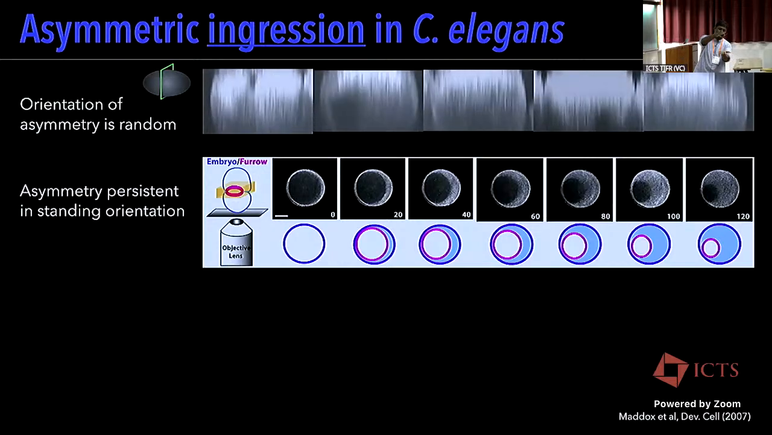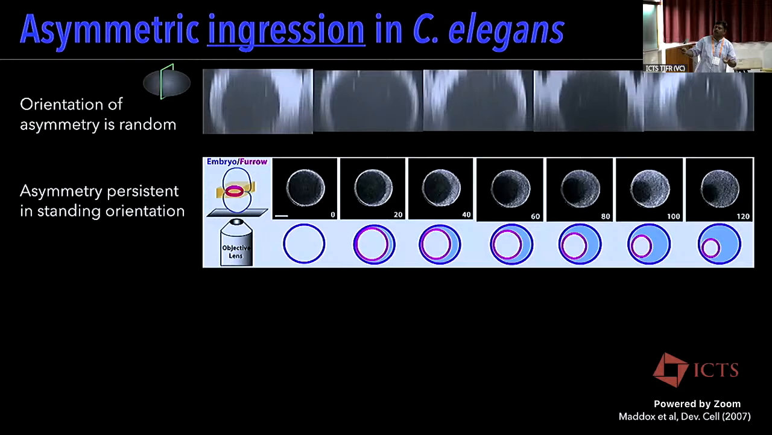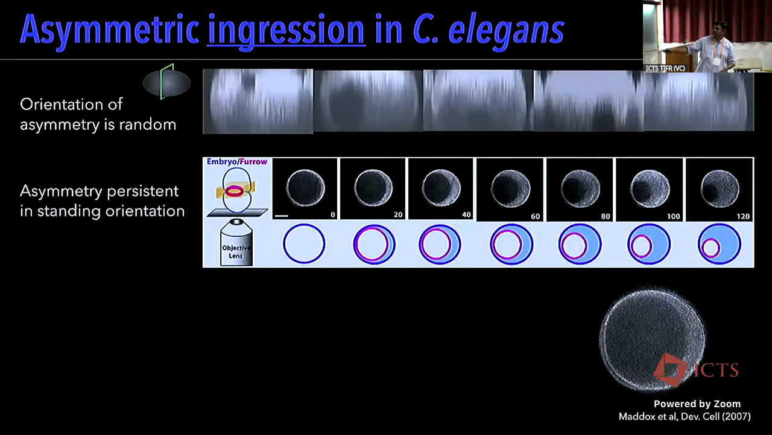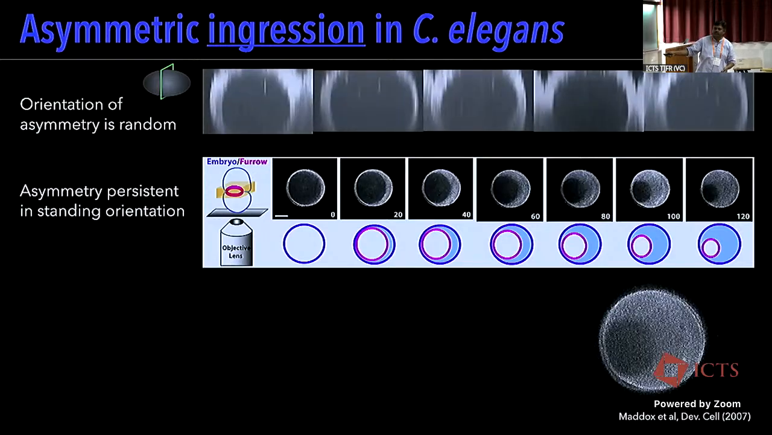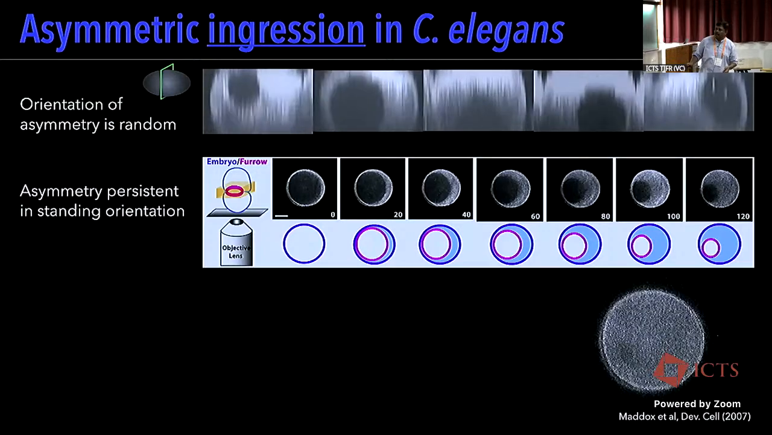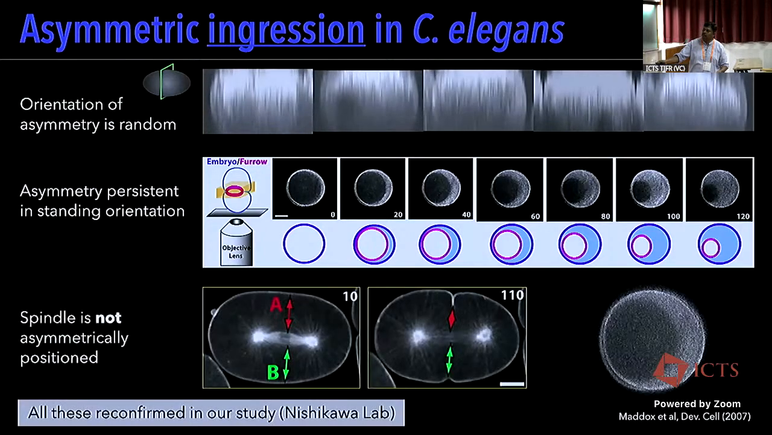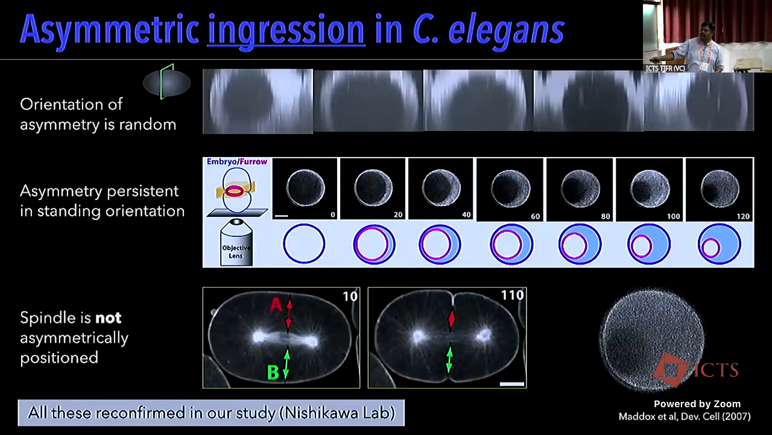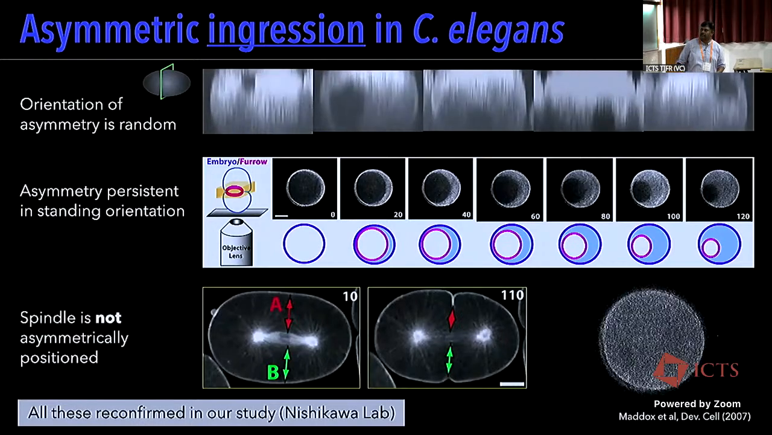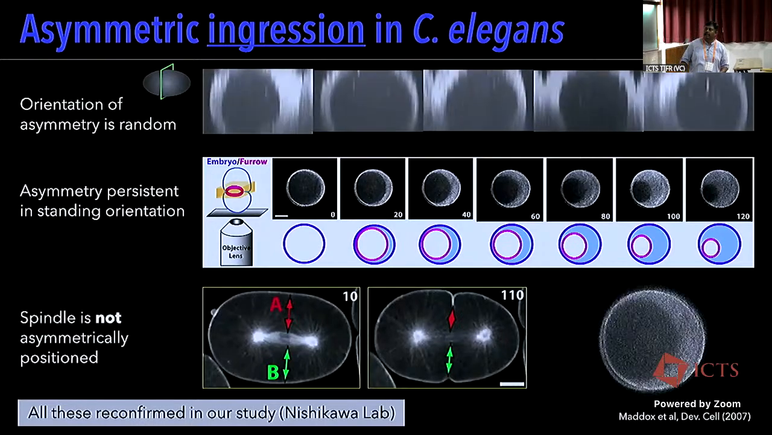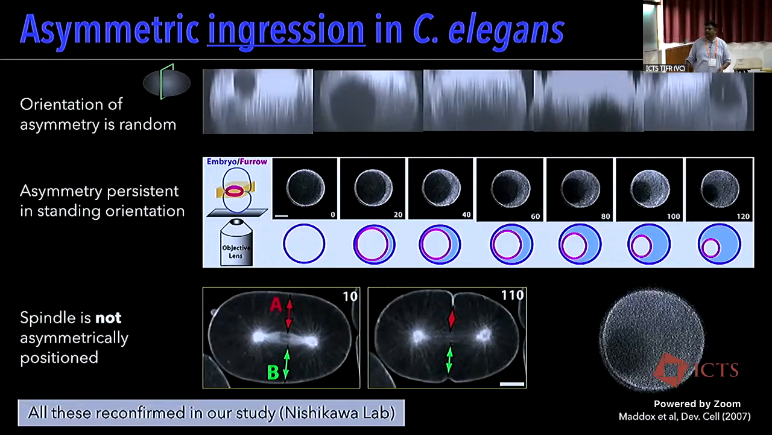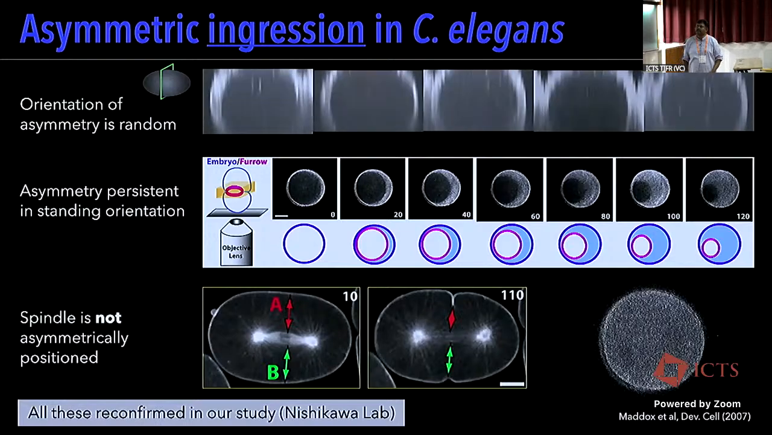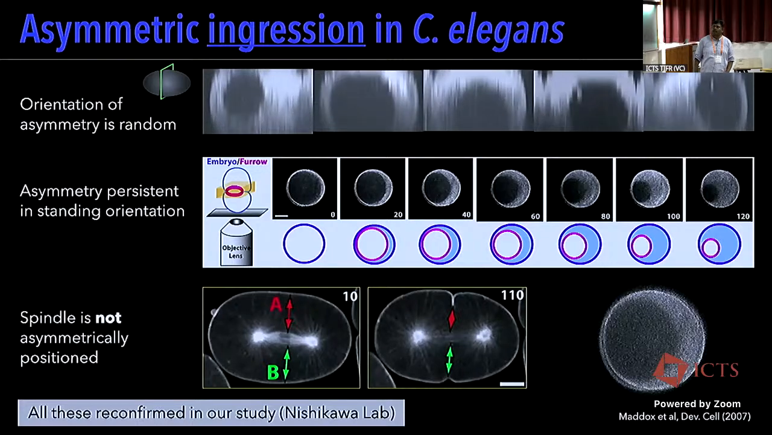Maybe it's because you squish the embryo like that and that's all. No, you put it along gravity and the cross sections are much nicer and circular, but the ingression is still asymmetric. As far as we can make out, the spindle is more or less at the center of the cell throughout the ingression process. So to a first degree, we can probably neglect the spindle for the ingression. We've reconfirmed all this with our collaborator, and this seems to hold.